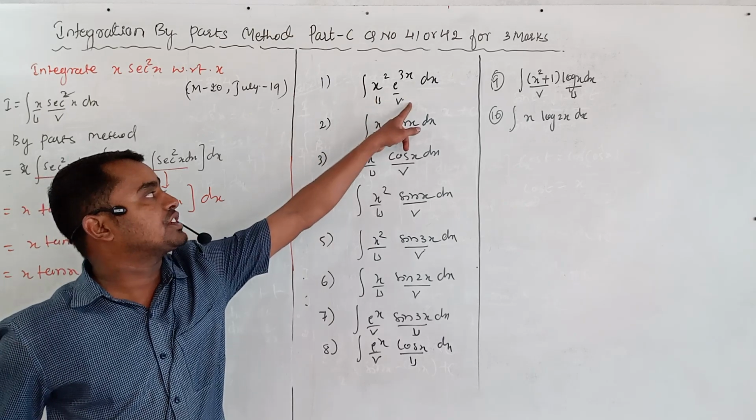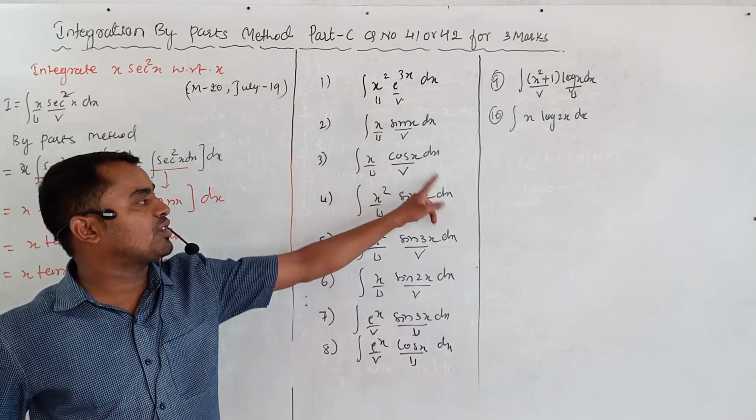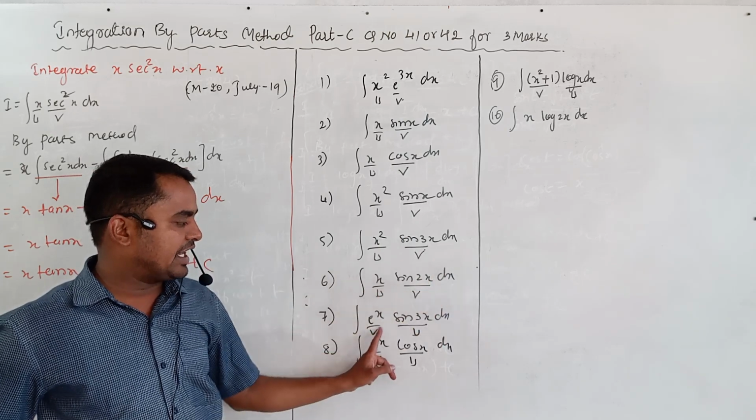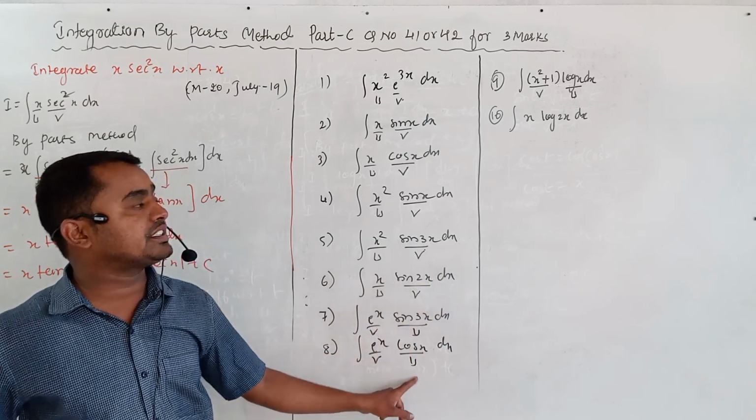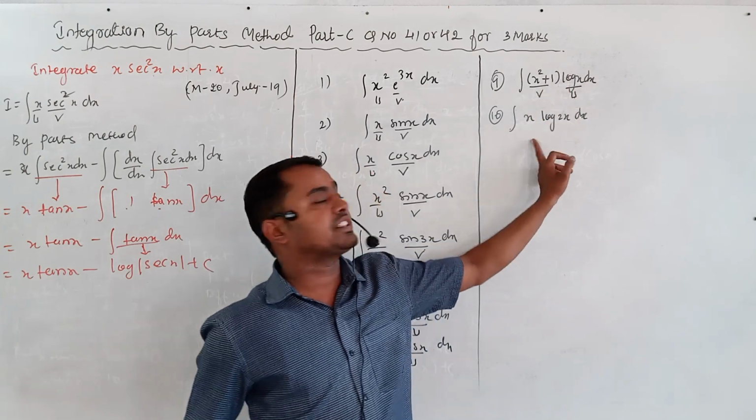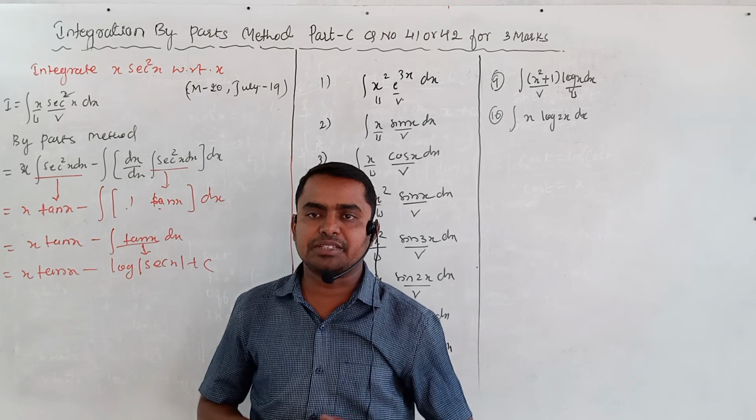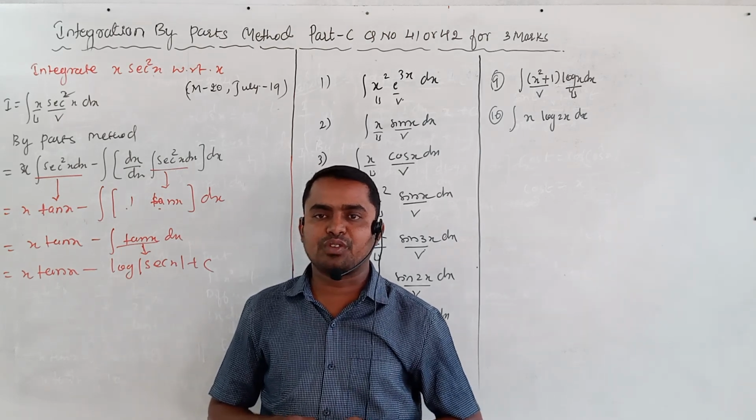x square e raised to 3x, second x sin x, third x cos x, x square sin x, sin 3x, x sin 2x, e raised to x sin 3x, e raised to x cos x, square plus 1, log x into log 2x. Practice all these problems. So this is all about the integration by parts method.